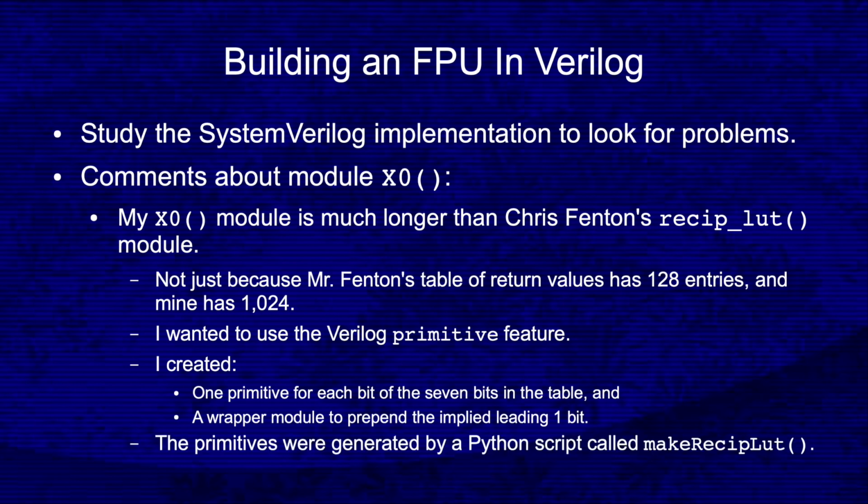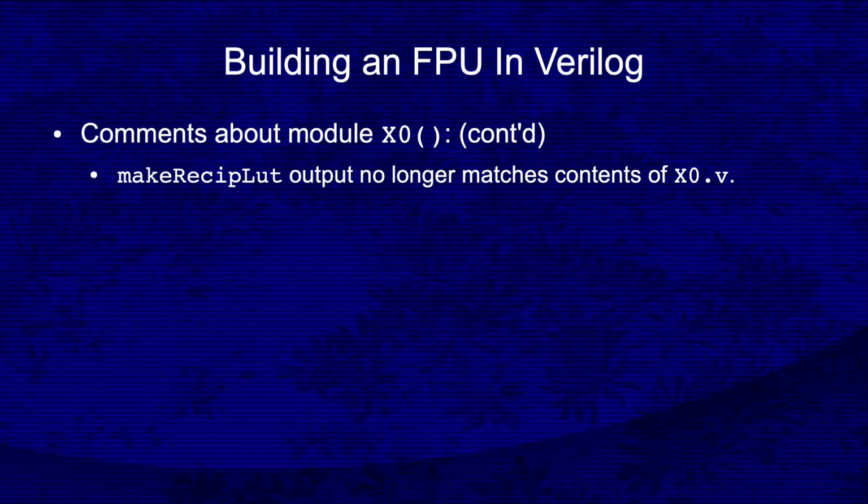I didn't generate the X0 code by hand. I used a Python script. This script, make recip_lut, is also in the GitHub repository for this video. If you run the Python script and generate a new copy of the file x0.v, you'll find that the Python script output doesn't match the code which is currently in the GitHub repository.